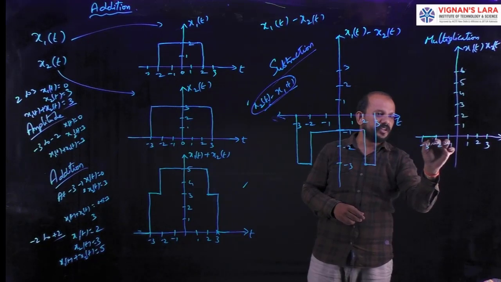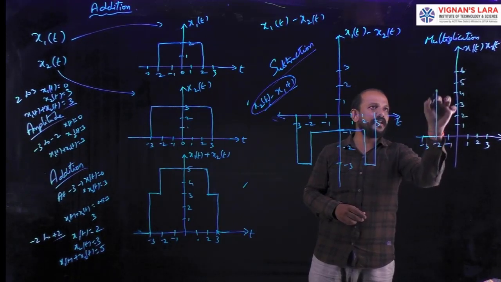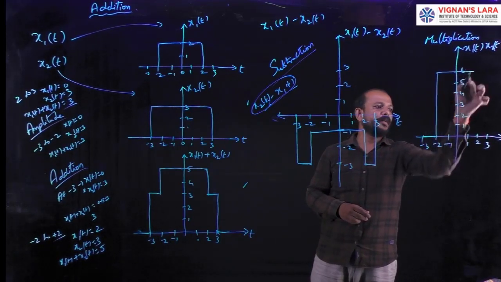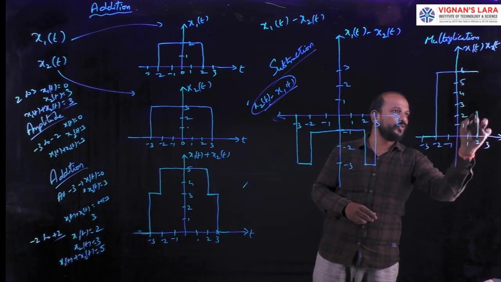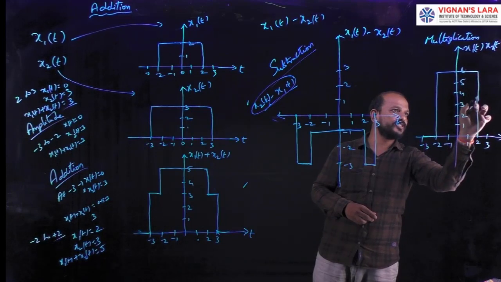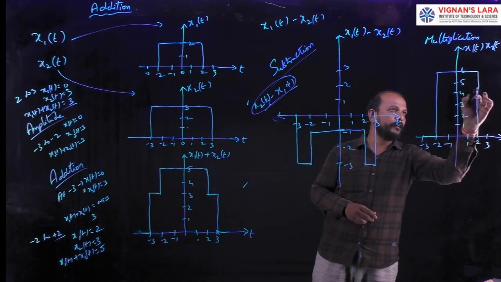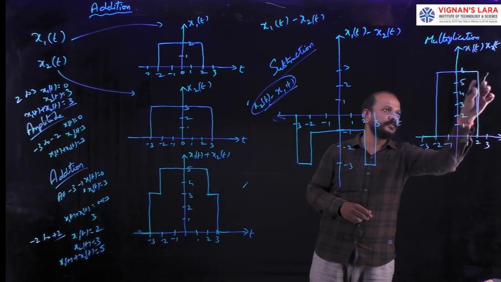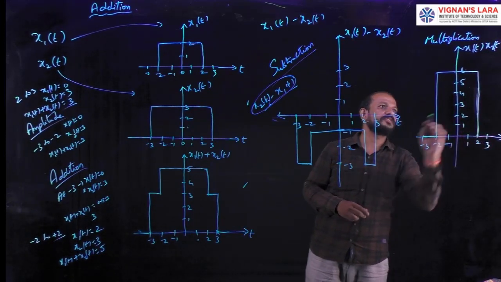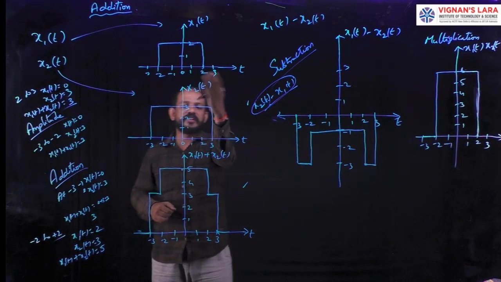Consider this. From minus 2 to plus 2, we have 6. Right, from minus 2 to plus 2, we have 6. Okay, 6. Next, 2 to 3.